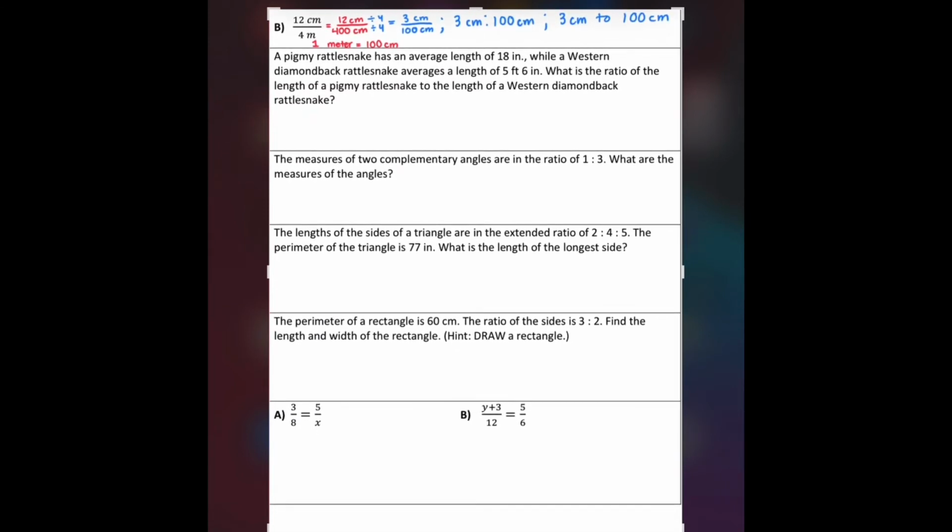Now for number 2: a pygmy rattlesnake has an average length of 18 inches, while a western diamondback rattlesnake averages a length of 5 feet and 6 inches. What is the ratio of the length of a pygmy rattlesnake to the length of a western diamondback rattlesnake?